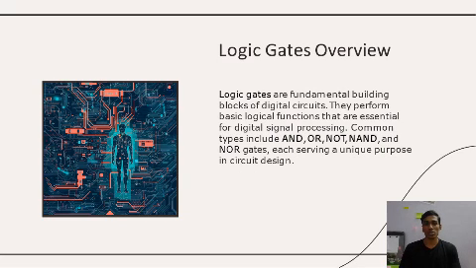Now let's look at logic gates. Logic gates are the building blocks of all digital circuits. There are several types of gates including AND, OR, NOT, NAND, NOR, XOR, and XNOR. Each gate performs a specific logical operation. For example, an AND gate outputs 1 only when its inputs are 1. Logic gates are widely used in computing, data processing, and control systems.